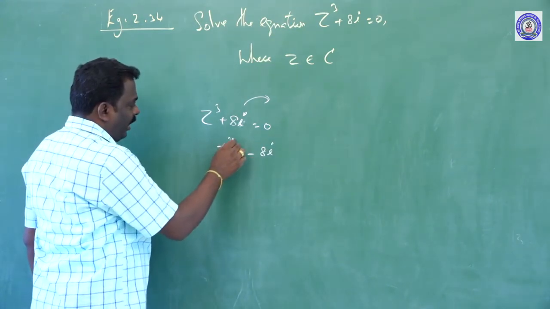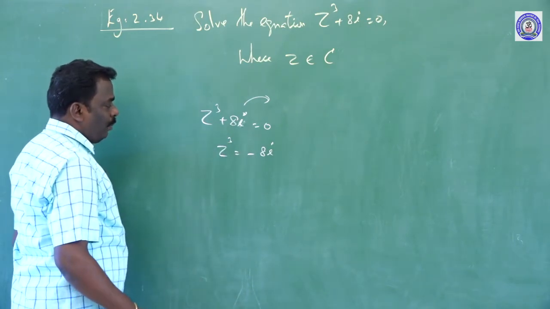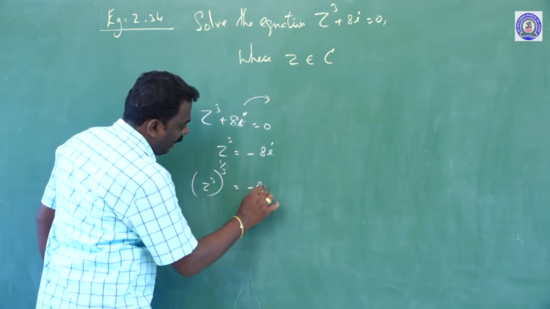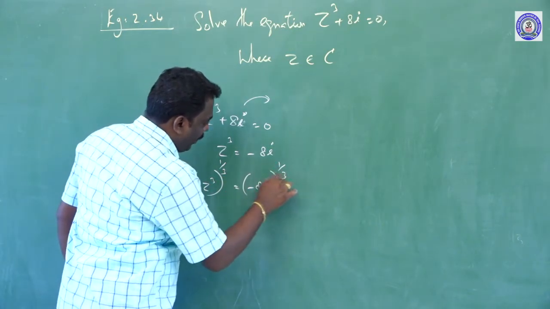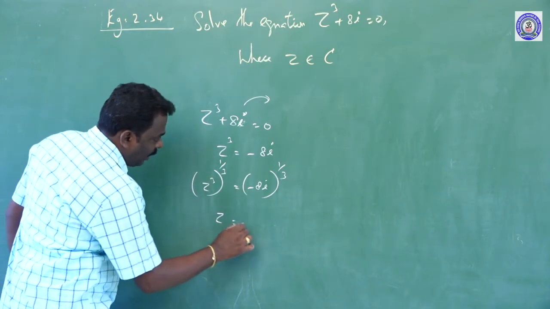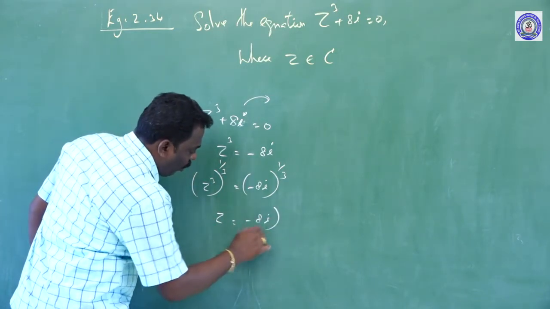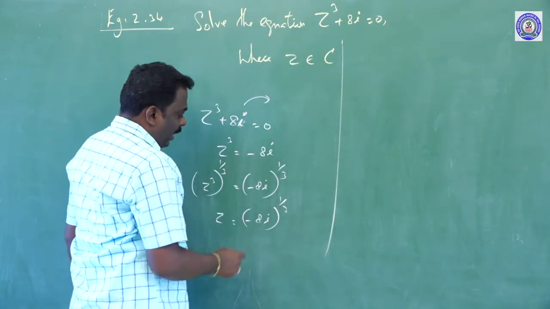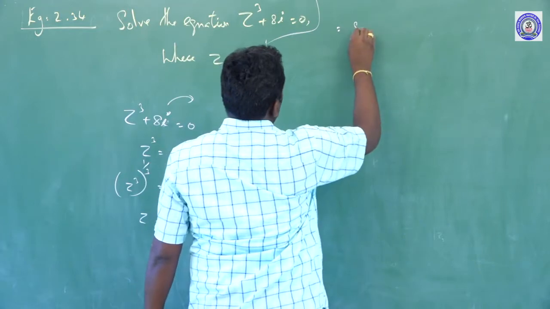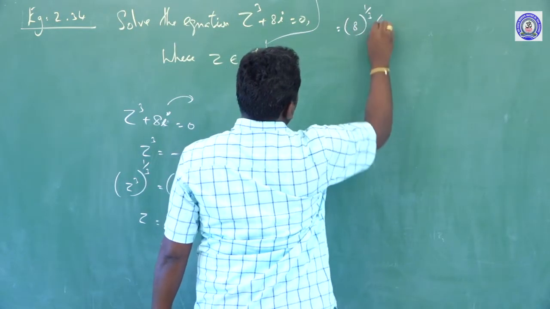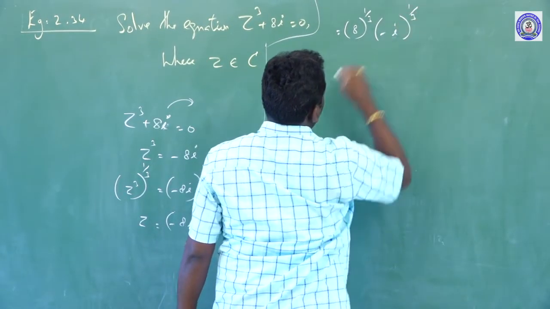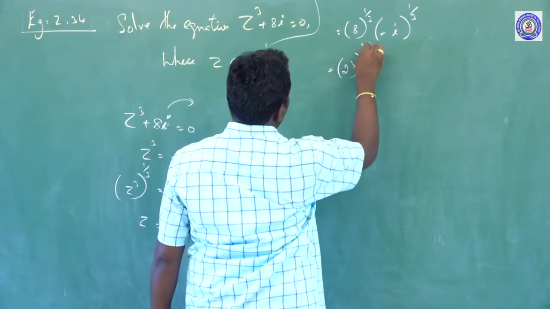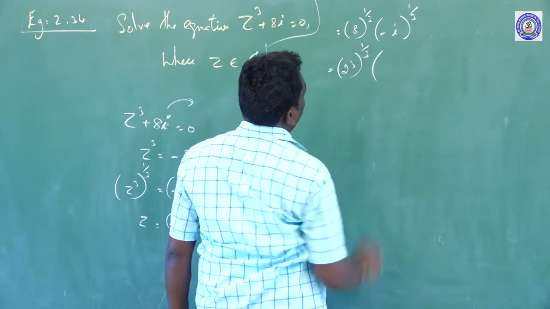So now to remove the power 3, raise the power 1 by 3 on both sides. Z power 3 whole power 1 by 3 equal to minus 8i whole power 1 by 3. The both 3's are cancelled. Z equal to minus 8i whole power 1 by 3. Now bring the power inside the bracket: 8 whole power 1 by 3 and minus i whole power 1 by 3. 8 we can write as 2 power 3 whole power 1 by 3. Then write the polar form of i.